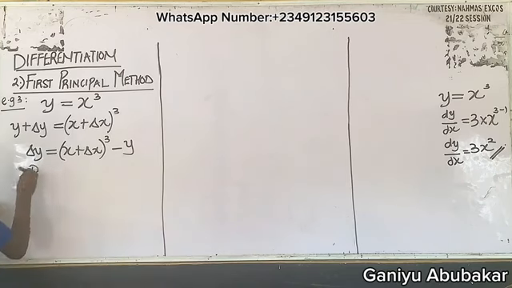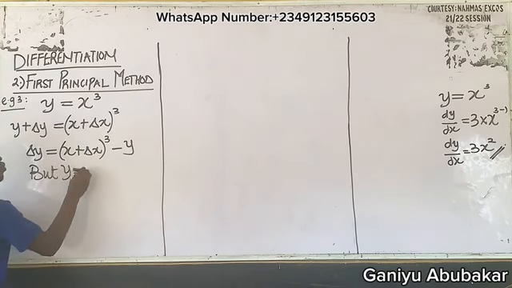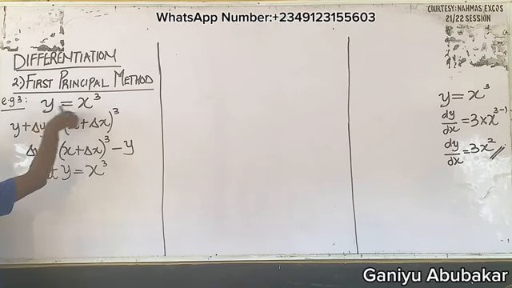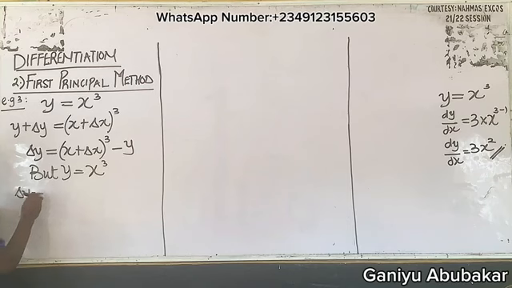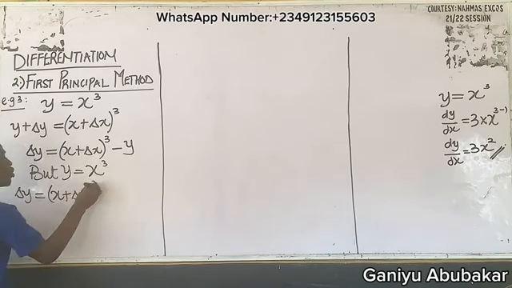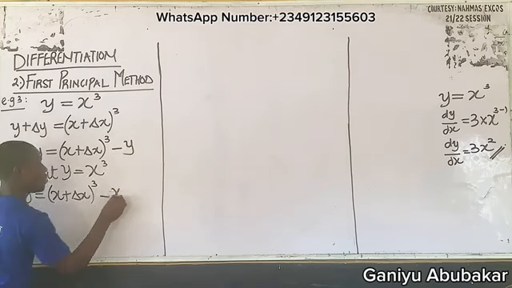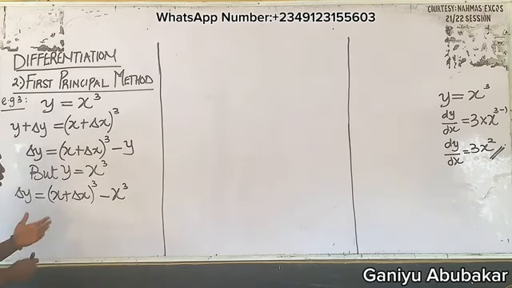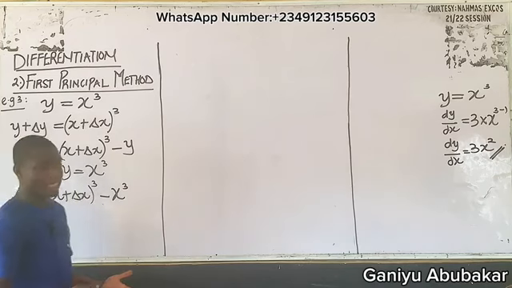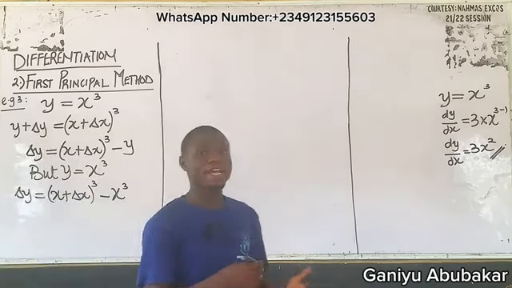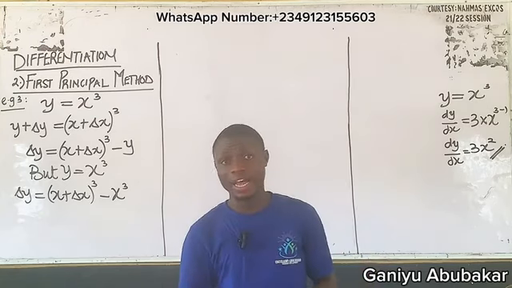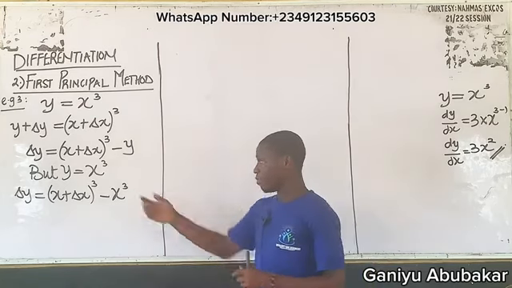Now, y was equal to what? Y was x cubed from the question. So the change in y is equal to x plus change in x all cubed, minus y, but y is x cubed. So I have x cubed here. At this point, I'll expand x plus change in x cubed. Last class, I expanded x plus change in x squared, and I had an expression. Let's simplify this one here.